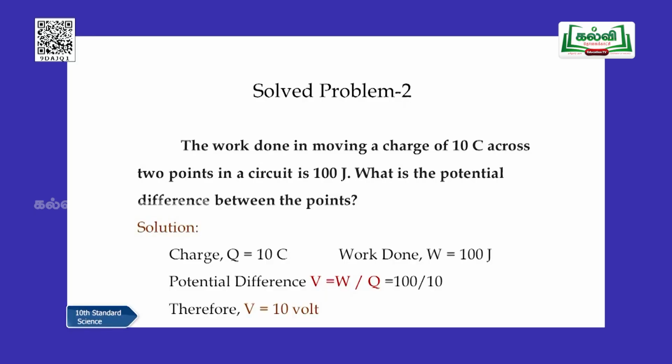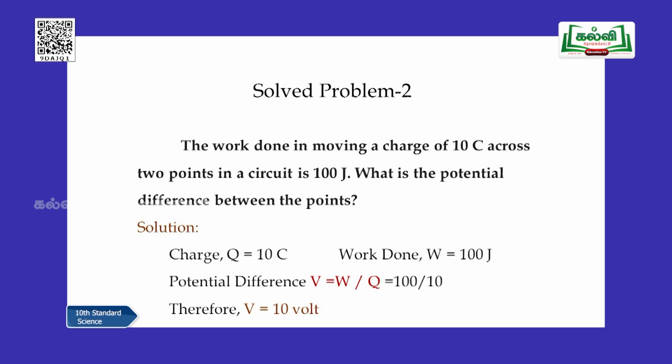Now let us go to the problem based on the potential difference. Look at the problem, children. The work done in moving a charge of 10 coulomb across 2 points in a circuit is 100 joule. What is the potential difference between the points? Now, I already told you, whenever you are doing the problem, the first thing you have to write is the given part.